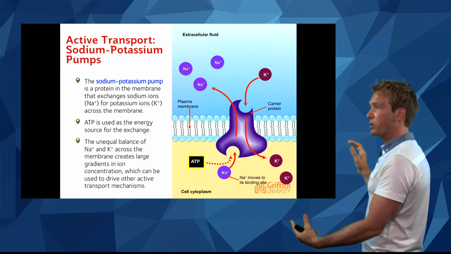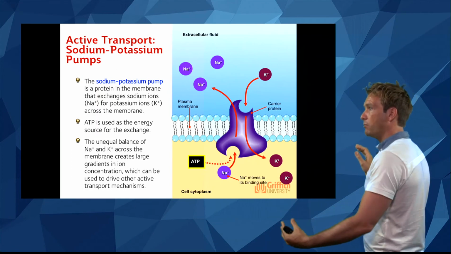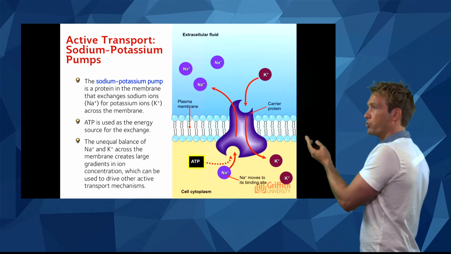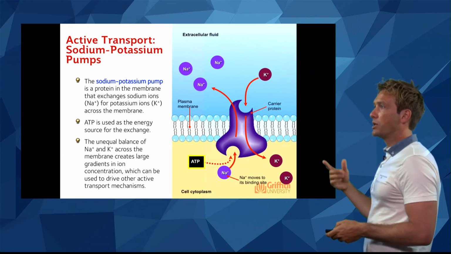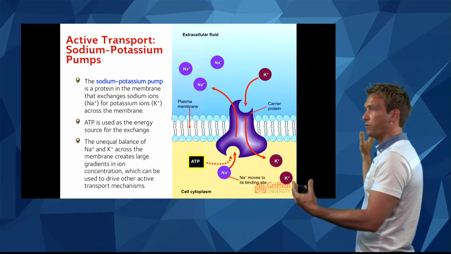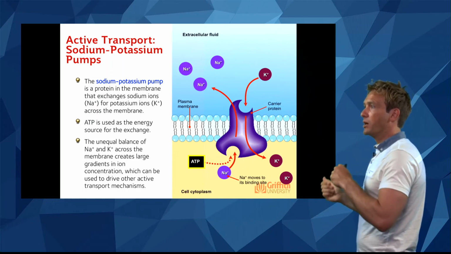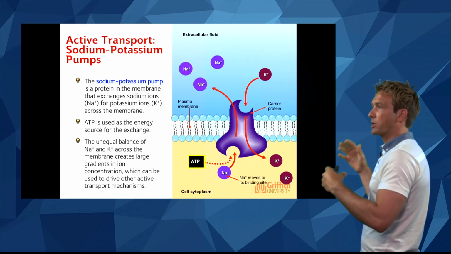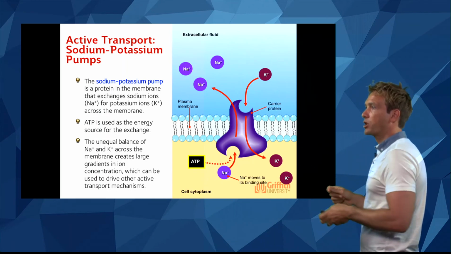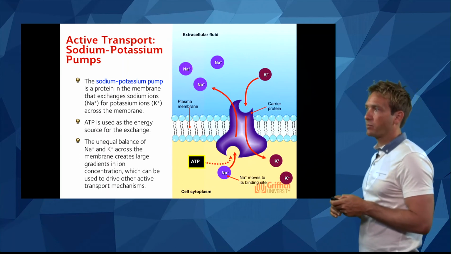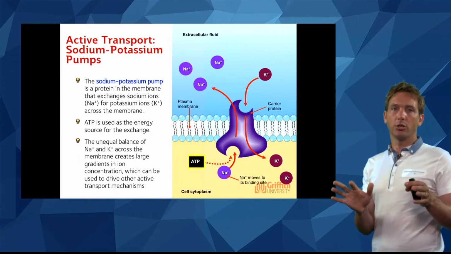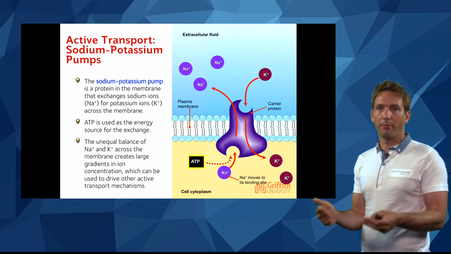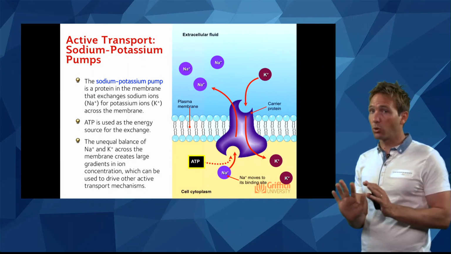So the sodium is on the inside at a higher concentration. As it moves outwards, it grabs a potassium ion and pulls one inwards. ATP is used as the energy source for the exchange, and the unequal balance of Na+ and K+ across the membrane creates large gradients in ion concentration, which can be used to drive other active transport mechanisms. All I need you to know is that you can have this active transport using what's called a sodium pump, and that it's a charged sodium. That's all I need you to know.